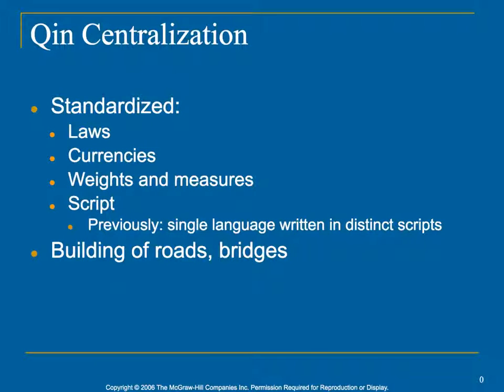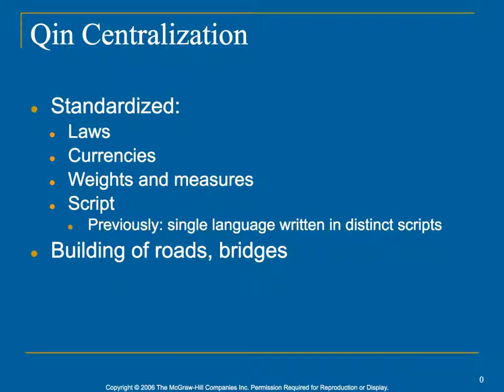Okay, so what does Qin centralize during this time period? He standardizes the law, currency, weights and measures, and script. And so during this time period, all those things are centralized. They're all basically the same throughout the empire. All the laws are the same. The currency amongst all of China is the same. Weights and measures are the same, and even the language, there's only one language in China during this time period.